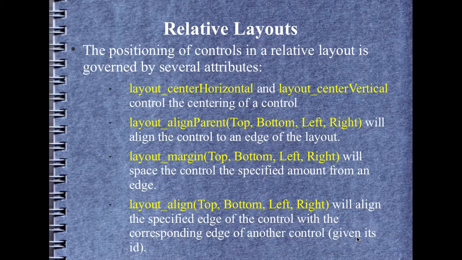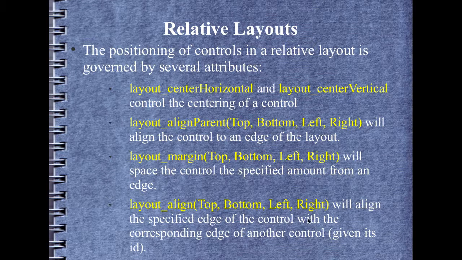Relative layouts, as we already discussed: the position of controls is governed by their position within the layout, with respect to the layout, or with respect to other controls within the layout. So the basic controls are center horizontal and center vertical. This controls the centering of a control. Align parent top or bottom or left or right will align the control to the edge of a layout. Layout margin top, bottom, left, or right will space the control the specified amount from an edge.